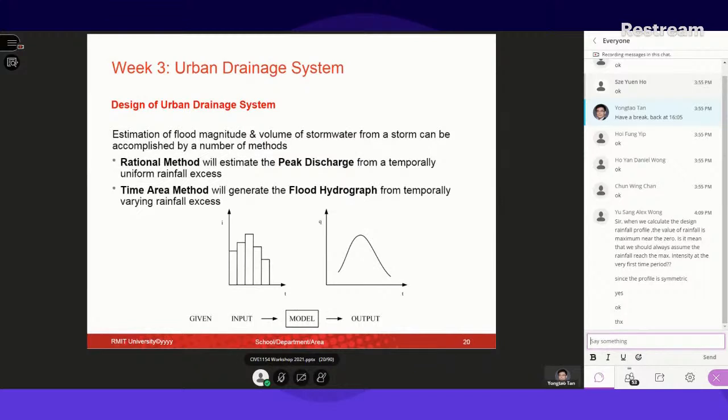Okay, design the urban drainage systems. To estimate the flood magnitude and also the volume of stormwater from a storm, there are many different methods, but here we introduce 2 methods. One is the rational method, which is used to estimate the peak discharge from a temporally uniform rainfall.